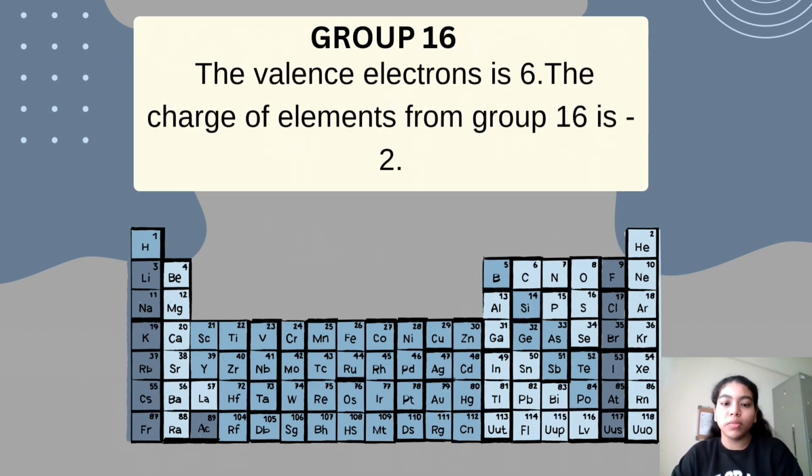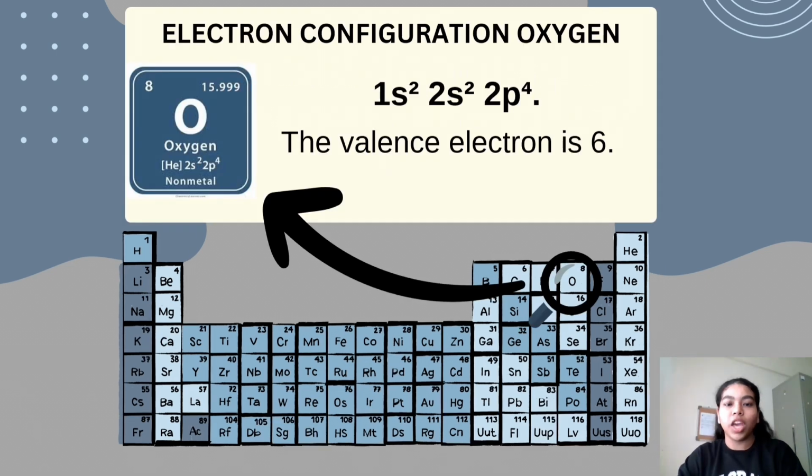For group 16, the valence electrons is 6. The charge of elements from this group is -2, which also makes them anions. We have oxygen from group 16 that has 1s2, 2s2, and 2p4 as its electron configuration. The valence electron is 6.